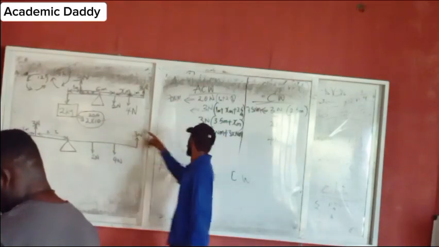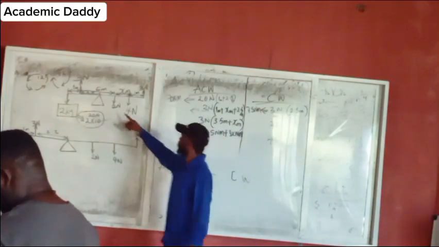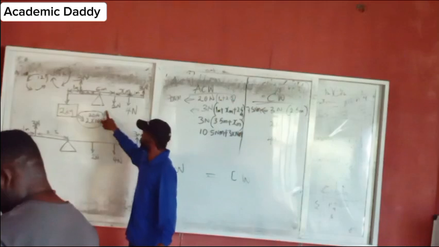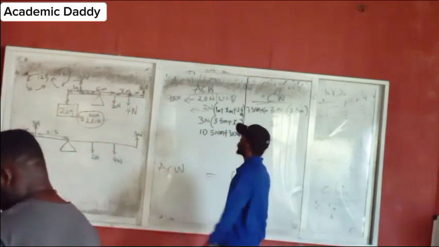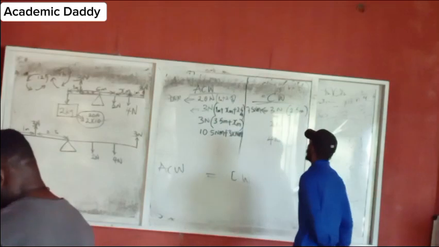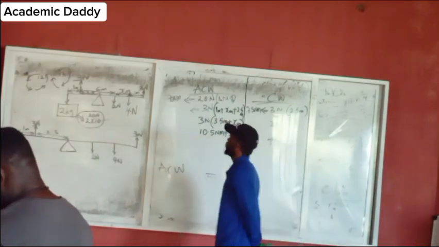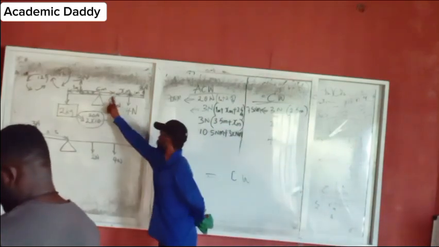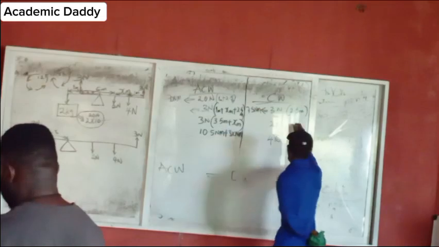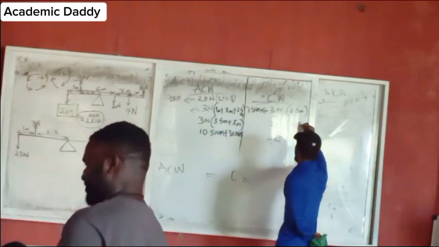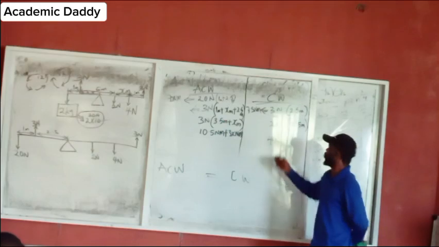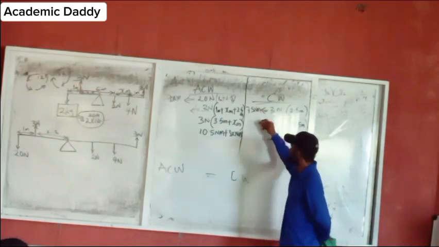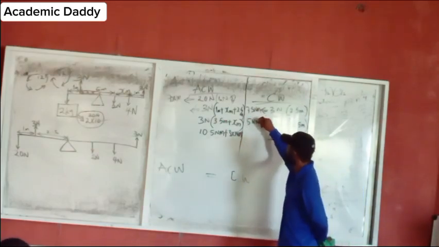2 Newton, clockwise. Now, from this point to this pivot is what? 2.5. Are you sure? Okay, yes. So I have 2.5 meters. I just hope everybody's following this. So 2 times 2.5 is 5 Newton meter.